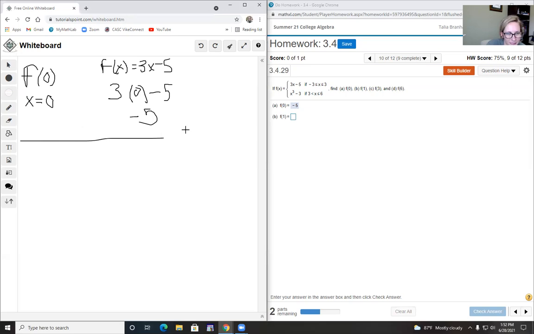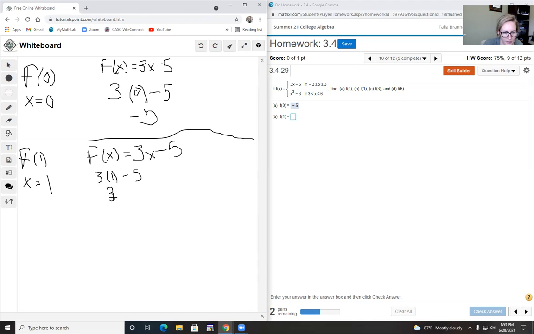Okay, and then let's do b. So if we have f of 1, so we'd have x equals 1. 1 is between -3 and 3 using our key, so we'd have the same one we used in the last step. So we'd have 3 times 1 now, because we substitute this value into it. Subtract 5, so our answer would be -2.